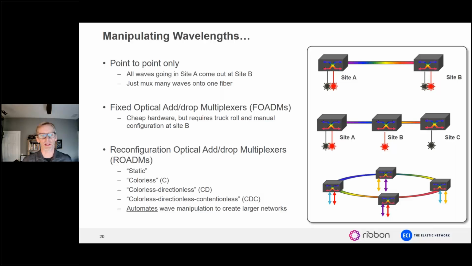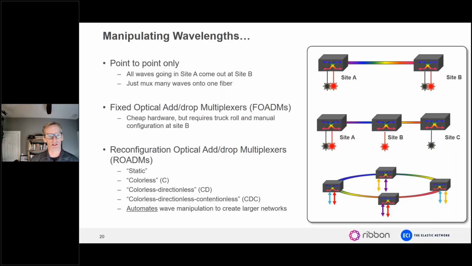Manipulating wavelengths, a simple example is point-to-point only. Basically, all the wavelengths that come in at side A, they go out at side B, so you just multiplex many waves onto one fiber. That's not very interesting. People do it. It's kind of niche-y, but you generally need something more than that.